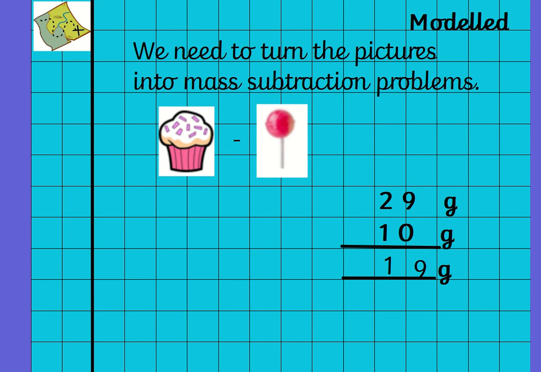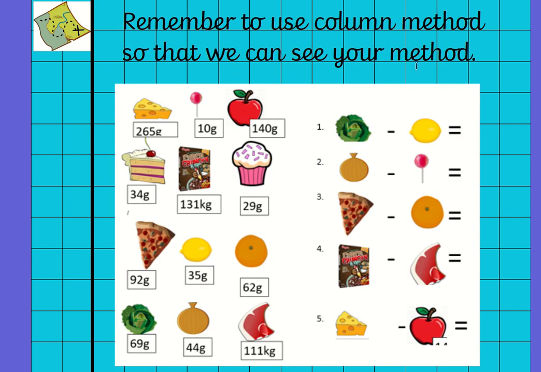Okay then, my lovelies. So bronze, here we go. Please, please, please remember to use column method so we can see your actual working out. These are the pictures you are using. Turn them into a number sentence. Solve them for me. Okay? If you're going to pause the video now to complete bronze, please do so. And then we will move on to silver, gold and platinum.